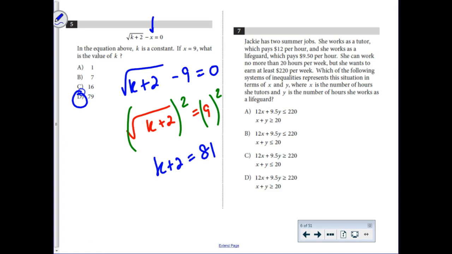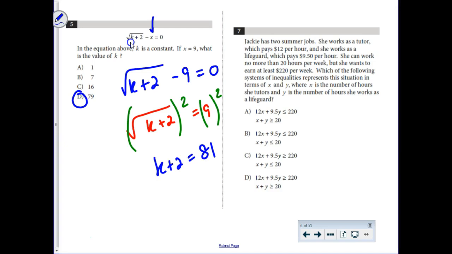Now, what's another viable method for that question? 4 options. You could just plug them all in. There is an art to plugging and chugging, by the way. For instance, if you plugged in a 1 and you're like, whoa, that's way off, then you would go to the most extreme version of 1, which would have been 79, okay? So keep that in mind.